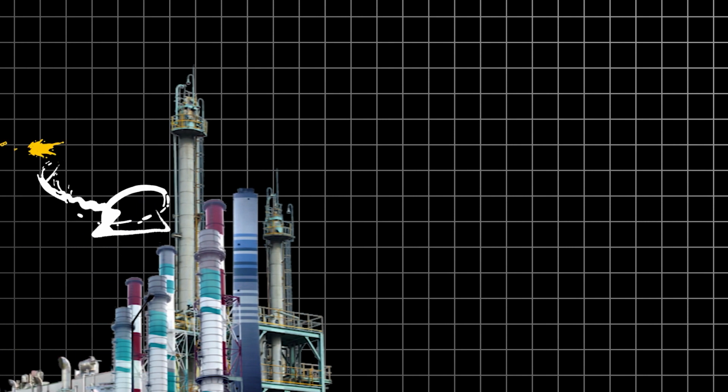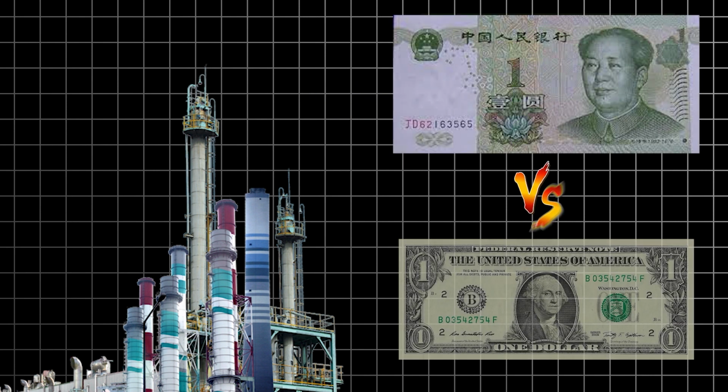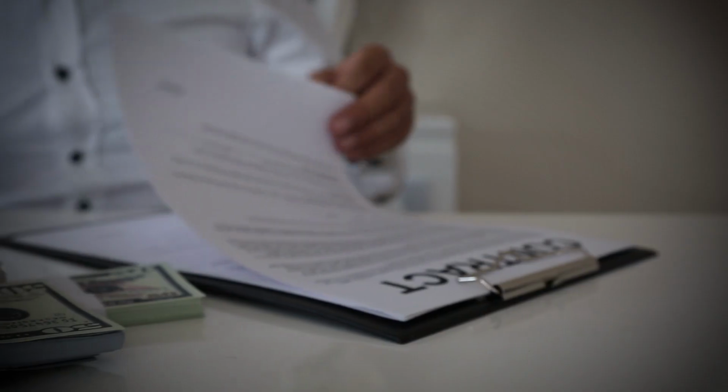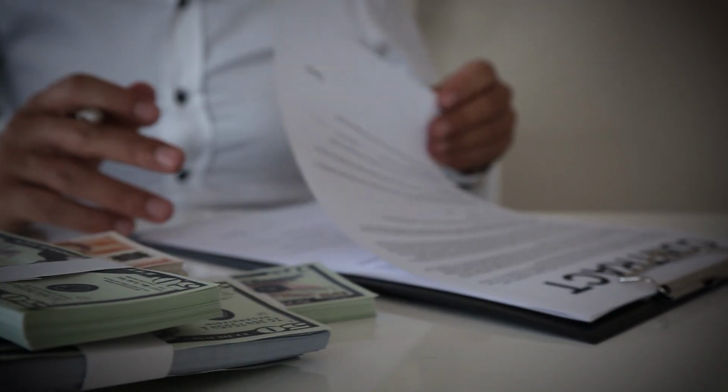Let's say a US-based company has a big factory in China and sells a lot of their products in Europe. They have a lot of costs in Chinese yuan because of their factory there. So if the yuan strengthens too much against the dollar, those costs would go up and eat into their profits. To avoid this, they might decide to hedge their currency exposure, essentially by using a derivative contract that would go up if the yuan rose against the dollar.